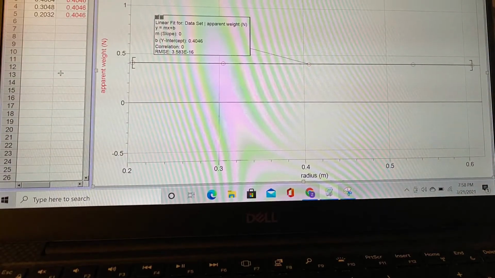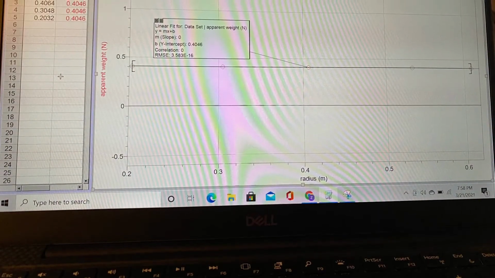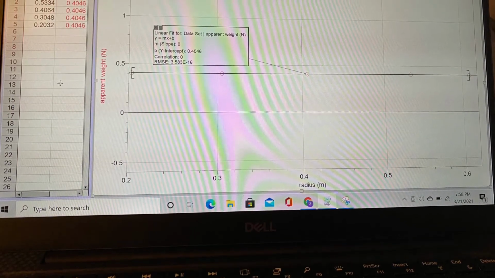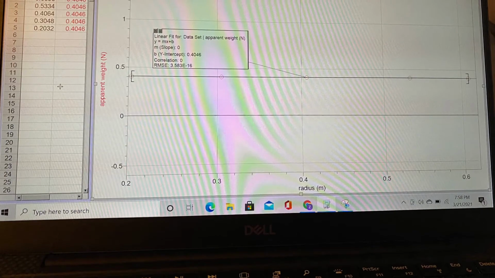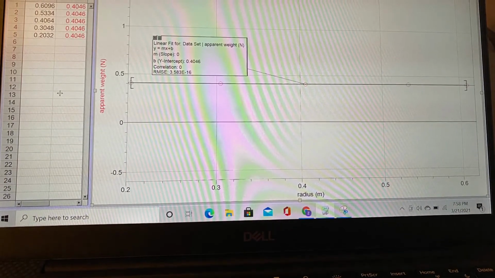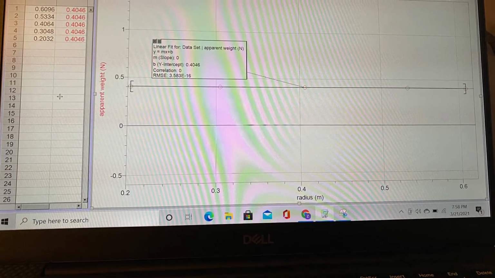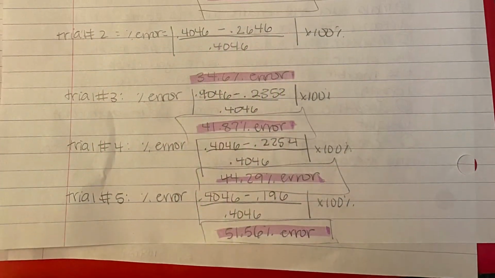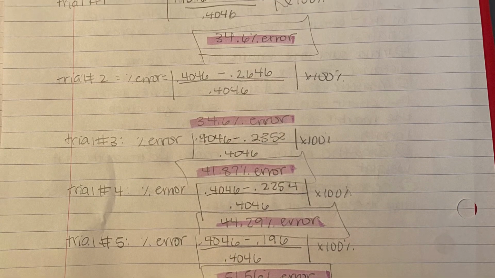After I found the theoretical apparent weight of my marble at each of the radiuses, I was then able to graph the data and found that the apparent weight was theoretically the same for all of my radiuses. From my data, I was then able to calculate my percent error.